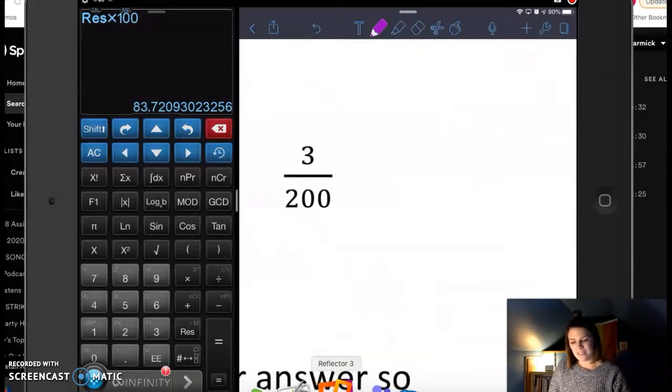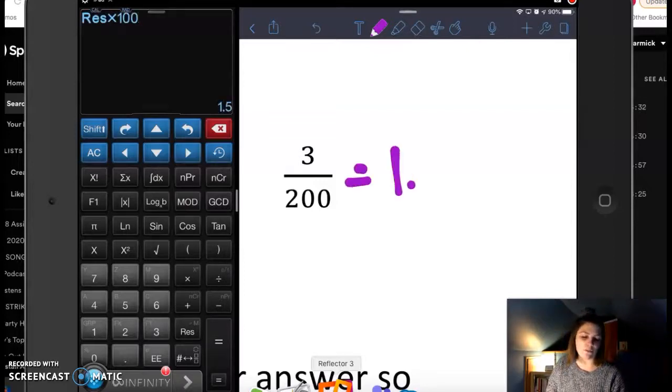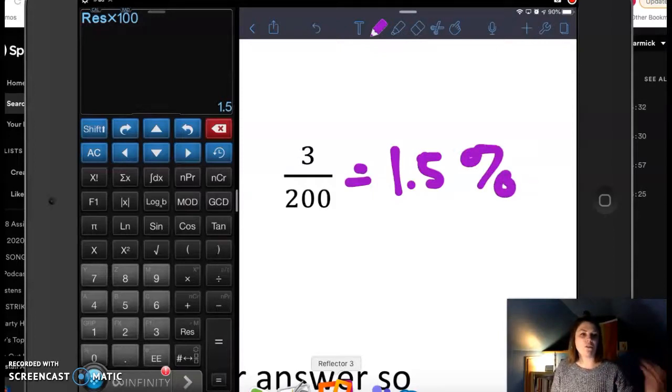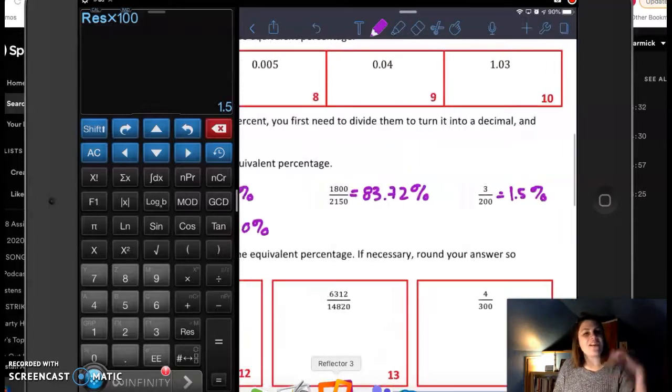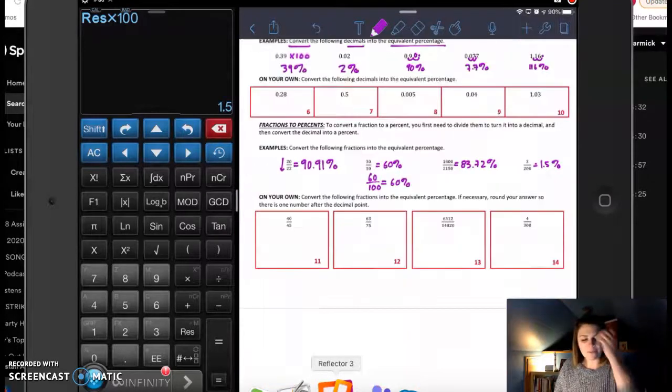Last one. All right, so we're going to do 3 divided by 200, and then we're going to multiply by 100, and I get 1.5, so that is 1.5%. Another way to think about that is if it was over 100, it'd be half of 3, so it's 1.5. If that didn't make sense, no problem. Don't worry about it. Just another added anecdote for you to think about.